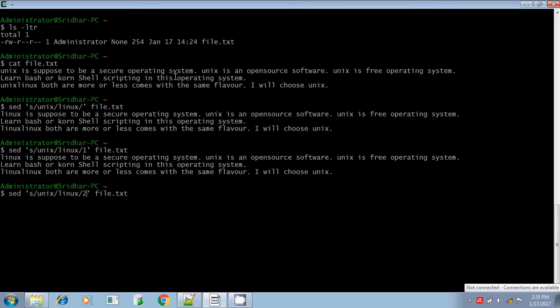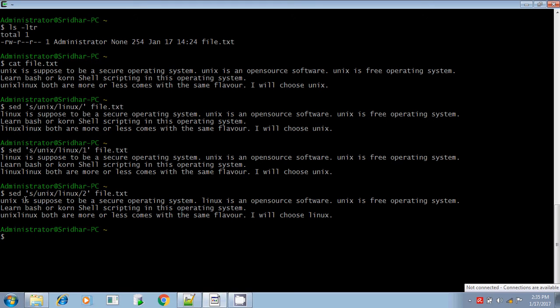And in the second line there is no matching instance, and in the third line this is the first one, and this is the second matching instance. Only the second matching instance will be replaced. Let me check. It's not replaced, and this one is replaced, and the third one is not replaced. There is no matching instance in the second line, and the third line the first is not replaced, and the second matching instance is replaced. Unix is replaced by Linux.